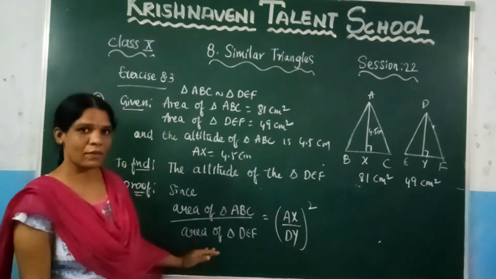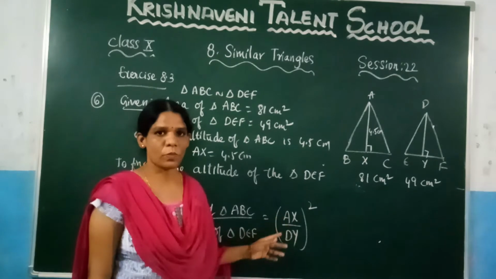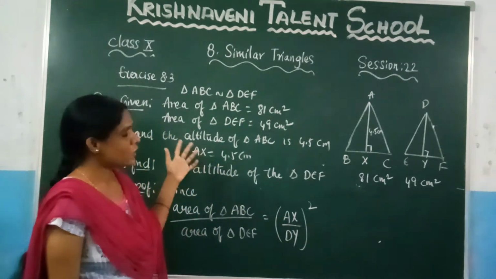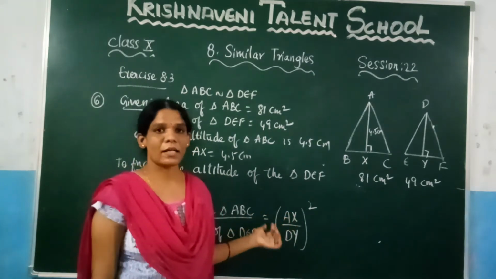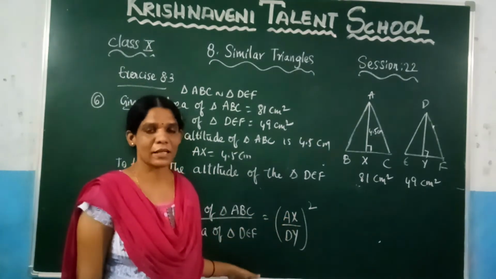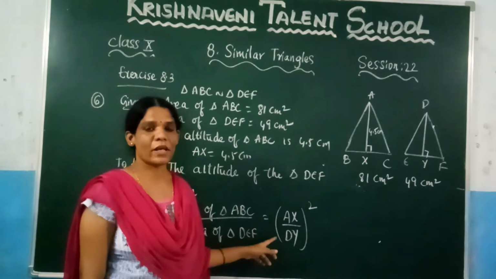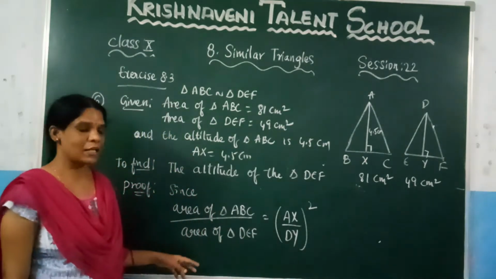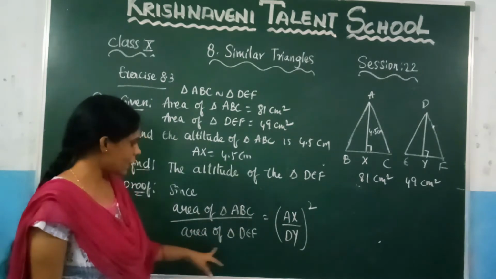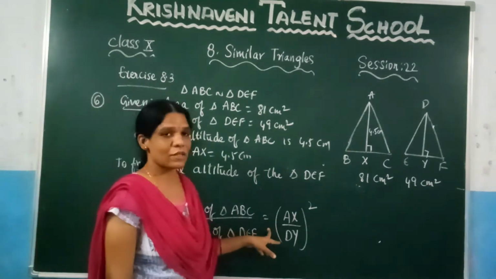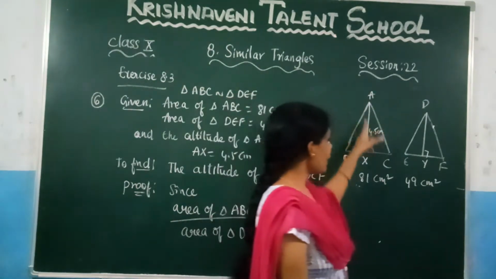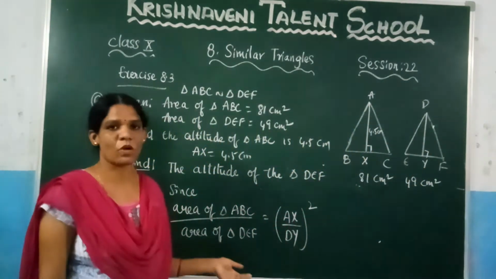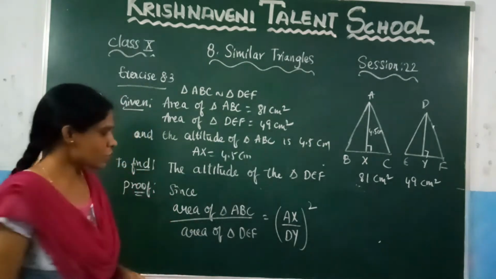This condition we have already proved in the earlier problems. You can see it there. So here what we can conclude: if two triangles are similar, the ratio of the areas of the two similar triangles is always equal to the square of the ratio of their altitudes. From that you can write area of the triangle ABC by area of the triangle DEF is equal to AX by DY whole square. Now let us substitute what is given in the question.